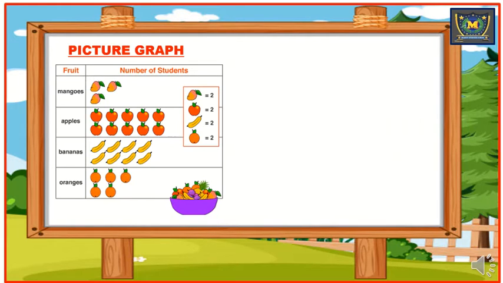We also have here indicators which state na isa ka apple is equal to 2 students. Okay, kaning nakita ninyo na rectangle sa gilid. We have here 1 mango is equal to 2, 1 apple is equal to 2, 1 banana is equal to 2, and last one, 1 orange is equal to 2. These are the indicators kung pila ka buok ka estudyante ang isa ka apple. So this is what we call picture graph. These are the basis para sa mga tubag nato sa survey questions. Diri ta magkuha sa atong itubag sa survey questions nato.